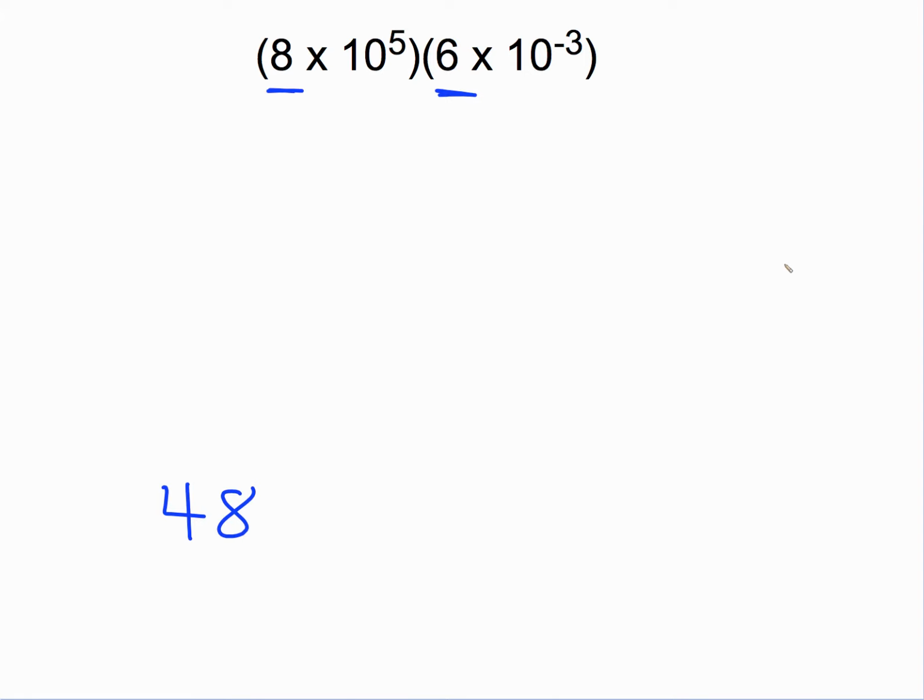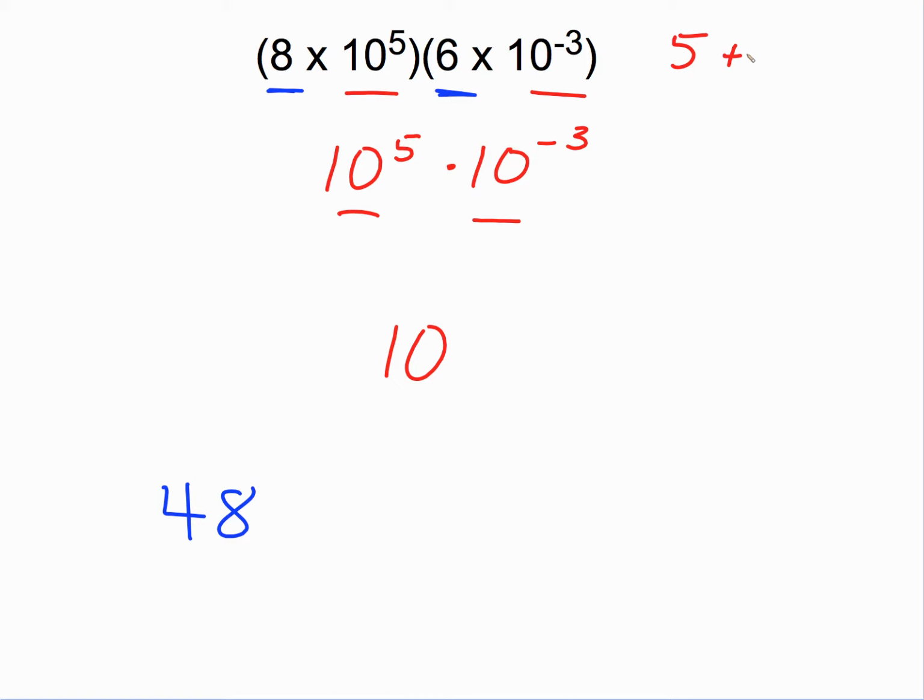Then we have to take care of our powers of 10. So what I'm multiplying is 10 to the 5th times 10 to the negative 3rd. I'm taking this number times this number. And since they both have a base of 10, that'll be my base number still. And what I do is I add the exponents. So off to the side here, let's do 5 plus negative 3.